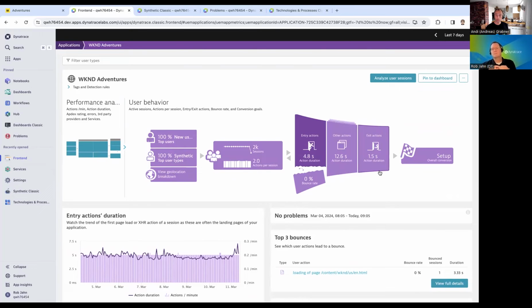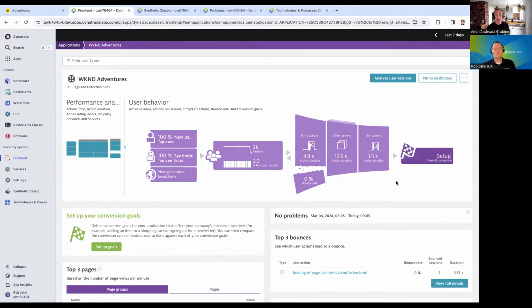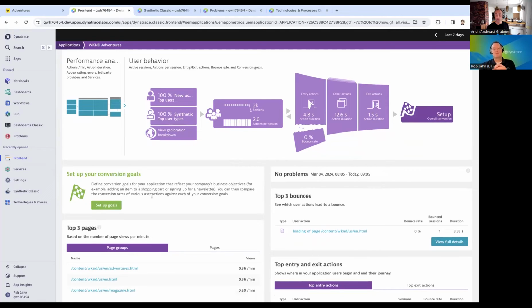So you can also set up so-called conversion goals. So I know you had the adventures page up. I assume you may want people to consume two or three different kinds of adventure blocks. And so you can set this up as conversion goals, right? Because that's the measure of success of a page. But it could be anything that is also related to, I don't know, selling something over the website.